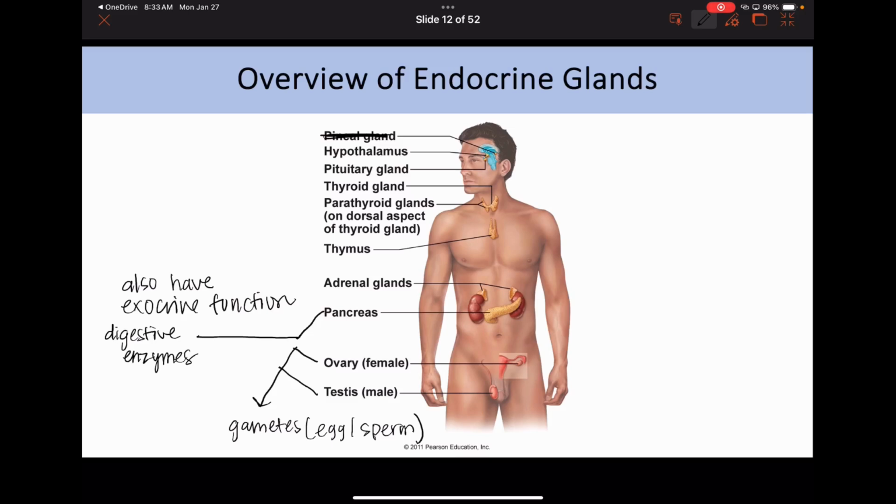Oh, and then make sure you remember to note that for the pituitary gland, only the anterior pituitary has epithelial cells. And so it's the only one that's considered a true endocrine organ. So I'll give you a minute to write this stuff down.